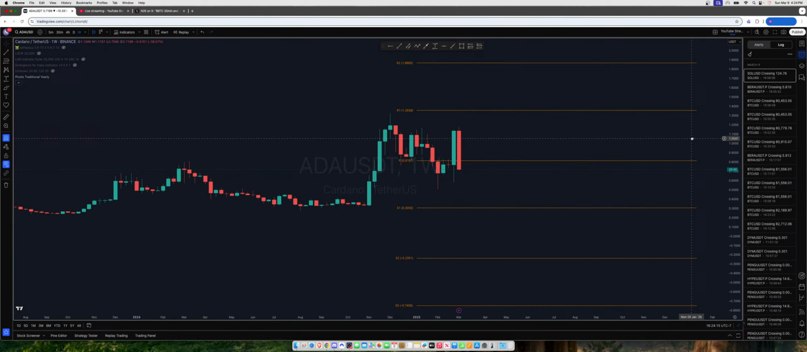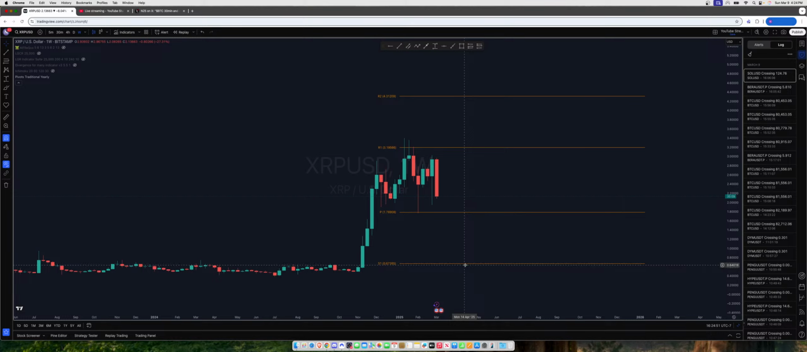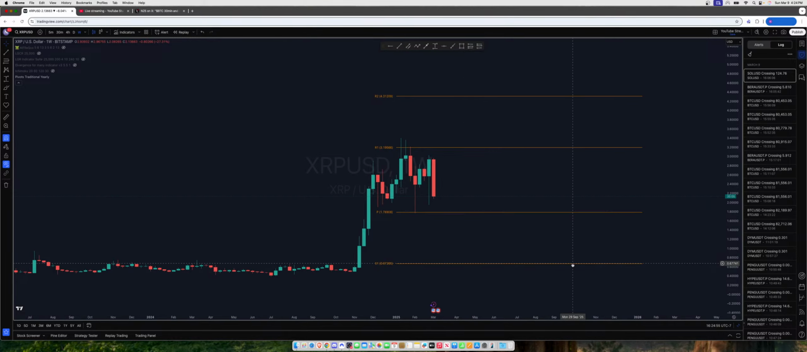XRP. Let's look at Bitstamp. It has the most chart history. It hit the R1 to the T, sold off, and went straight to the pivot, the yearly pivot. It's likely going to go here if it loses the yearly pivot. If everything goes to shit, this is where XRP is basically looking to bottom, around 67, 68 cents.